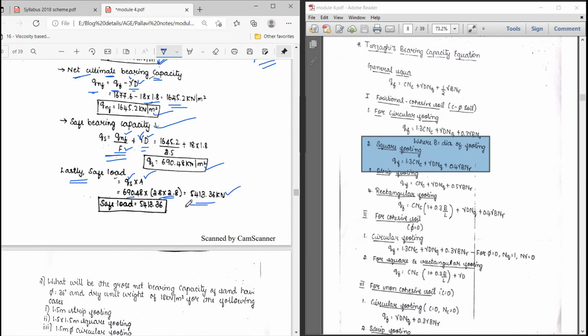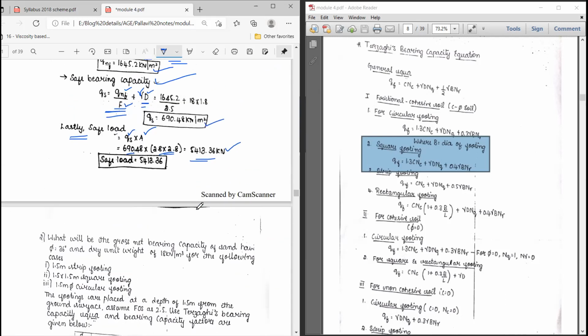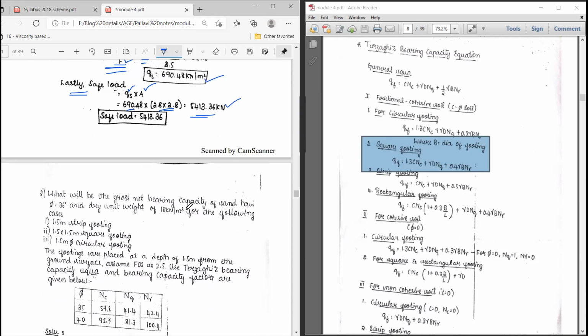5413.36 kilonewton. That means this much load you can apply on the footing. Okay. I hope all of you understood the first problem. Let us move to the second problem.